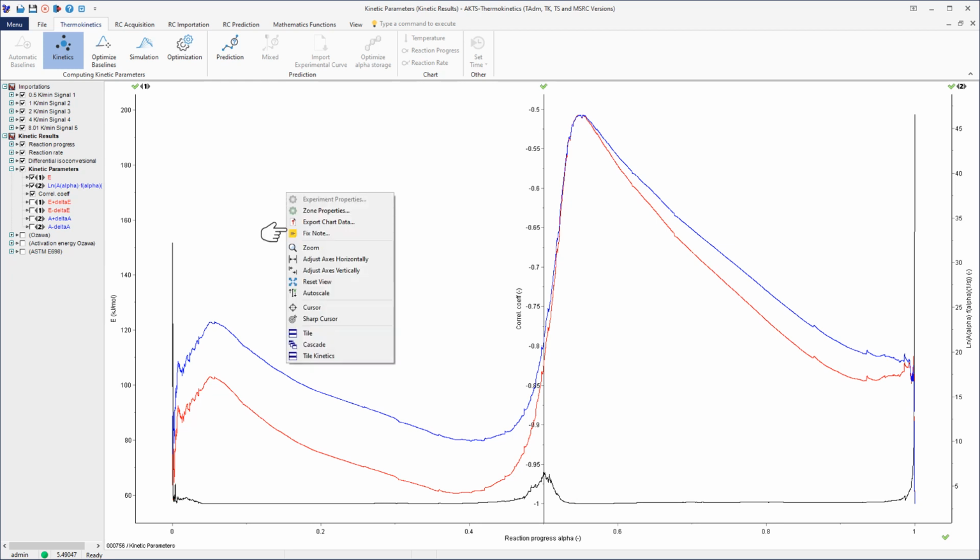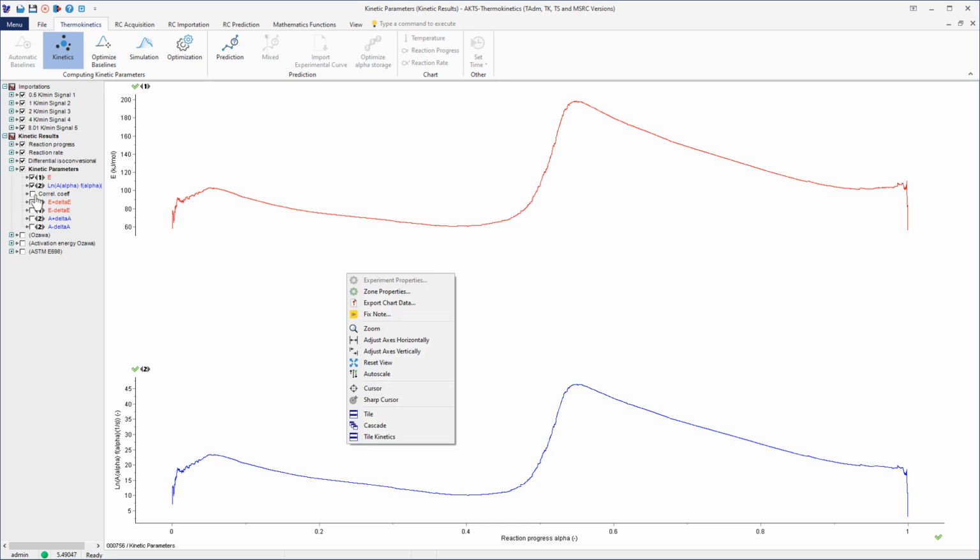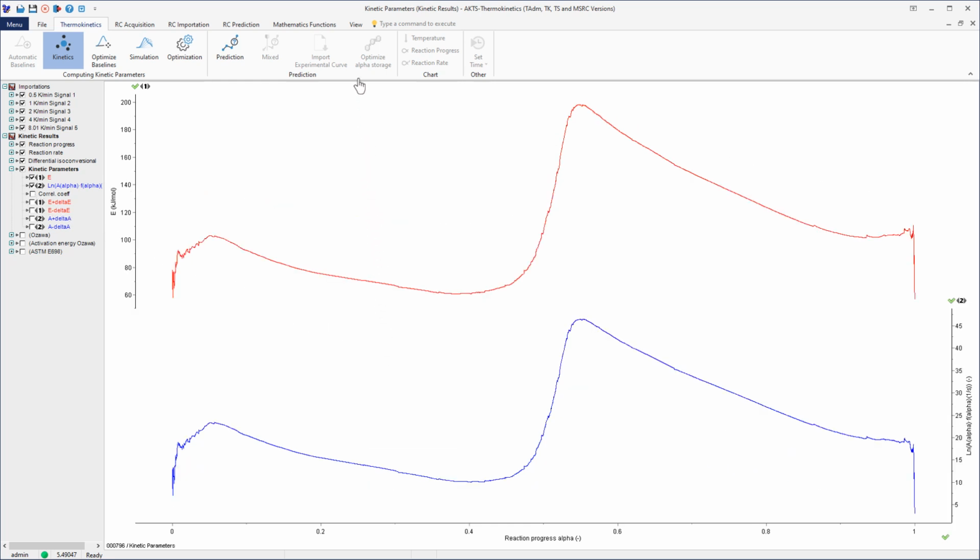For a better presentation of the dependence of kinetic parameters on the reaction progress, one can move the position of the curves using the option Adjust Axis Vertically by placing the cursor on the respective command in the panel and right-click.